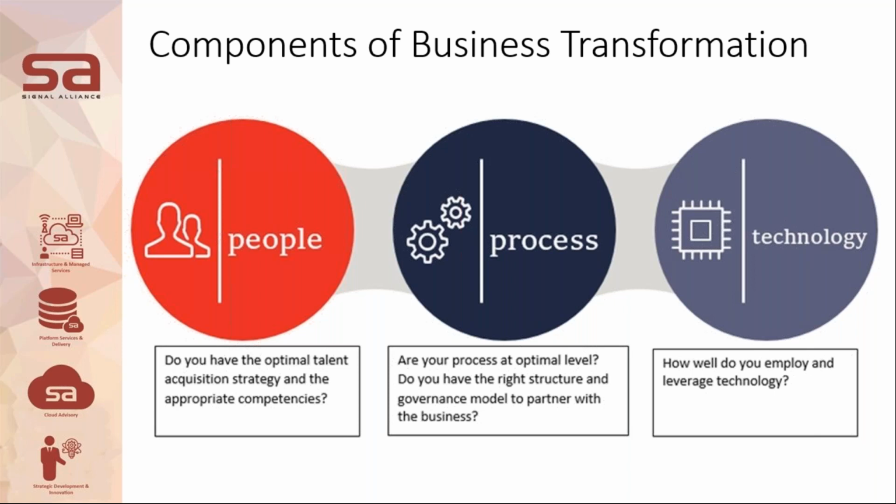So the question we ask ourselves today is: are your processes at optimal level? Do you have the right structure and governance model to partner with your business? Take a look at your processes. Are they very complex? Do they lead to productivity? Does your process empower your employees today? Yes, you may have the technology. Yes, you may have people, but processes form a very important component in our business transformation conversations today.